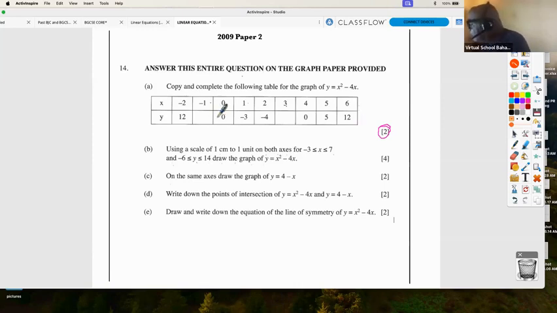What do you get for here? 5. What do you get for here? -3. The values are 12, 5, 0, -3, -4. So we will write down those points so that I can plot it. You see, we're going to graph that now. Help me to remember the points. Write it down quickly so that I don't have to turn back on the graph paper.